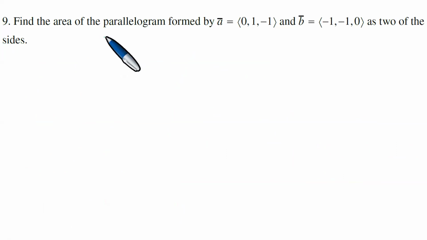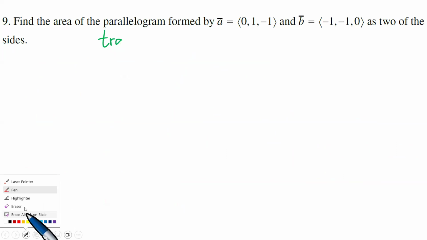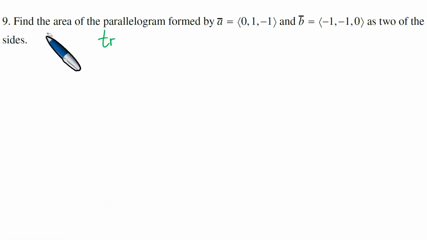Find the area of the triangle. Okay, we have the word parallelogram. I'm changing the word, because this says find the area of the parallelogram formed by A and B as two of the sides. Now I'm going to change the question and say find the area of the triangle formed by A and B. What do you think of this one?